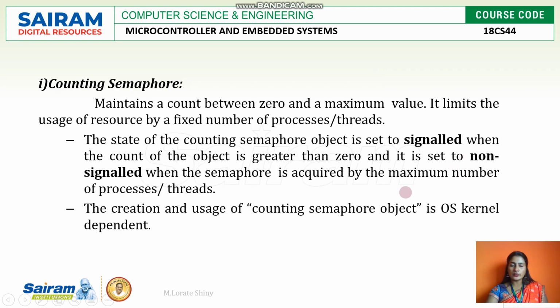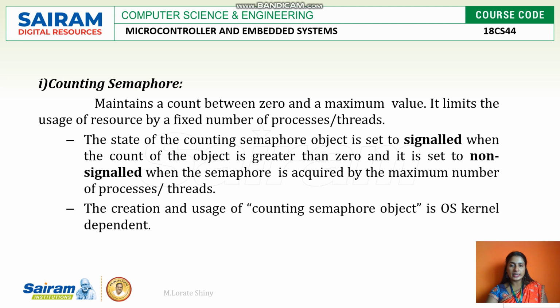The second one is counting semaphore. Counting semaphore maintains a count between 0 and a maximum value. It limits the usage of a resource to a fixed number of processes or threads. For example, process A needs 7 resources, but the counting semaphore will allocate a maximum of 5 resources for the process or thread. So at a time it can have 5 resources. For the remaining 2 resources, it has to wait.